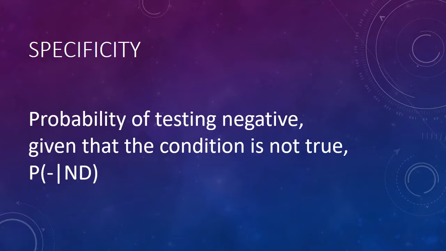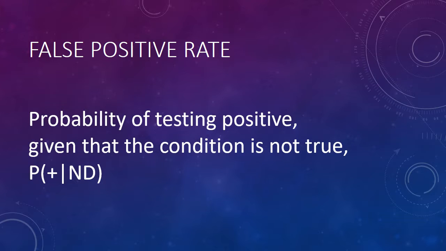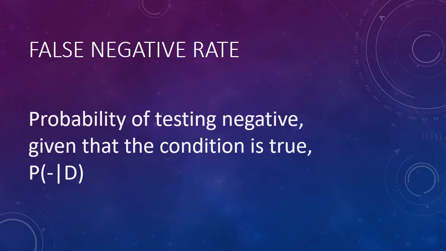We can also talk about the mistakes that the test makes. The false positive rate is the probability of testing positive given that the condition is not true. That is, of all of those people who didn't have the disease, how many of them did the test actually come back positive, incorrectly suggesting that they had the disease? And similarly, we have the false negative rate. This is the probability of testing negative given that the condition really is true. So of all those people that had the disease, how many of them came back with a negative test result? The test didn't actually catch the fact that they had the disease.